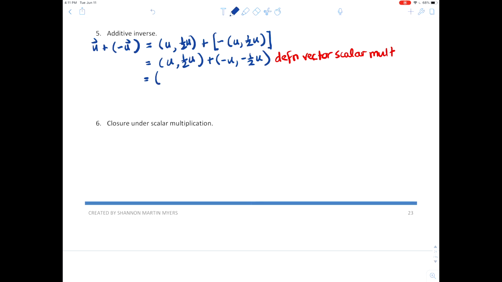Awesome. We can use the definition of vector addition to have one happy vector. And so this will be u plus negative u, comma, 1/2 u plus negative 1/2 u. So that was the definition of vector addition. And now what do we get? Well, in the real numbers, a real number plus its opposite yields a result of 0, right?